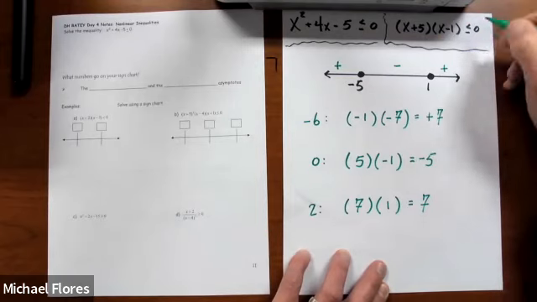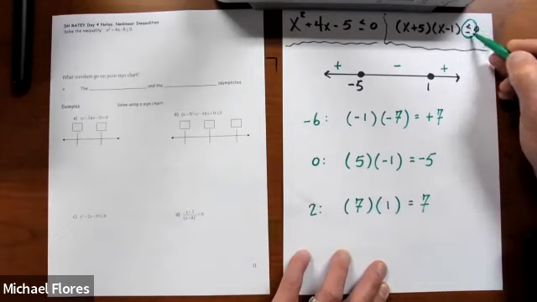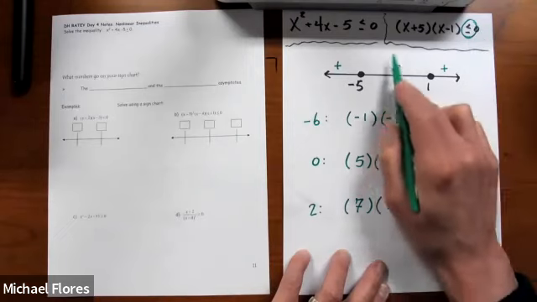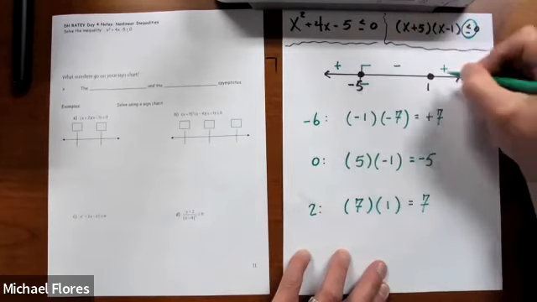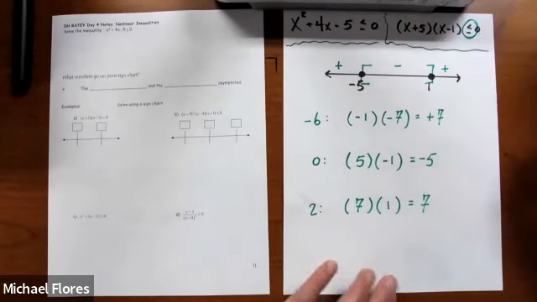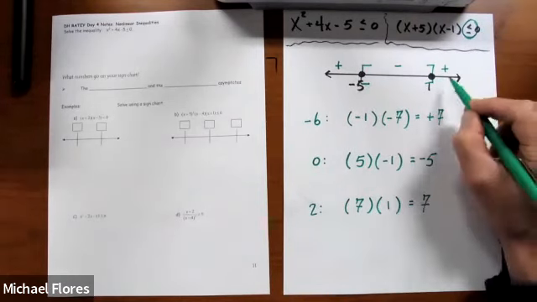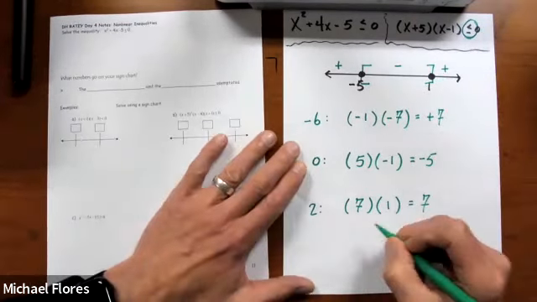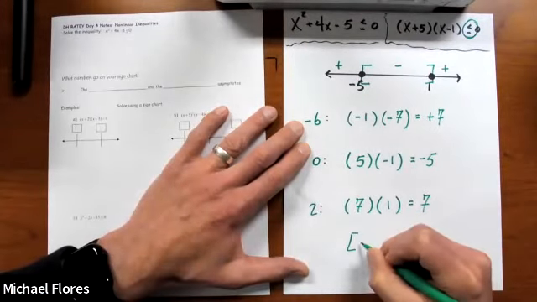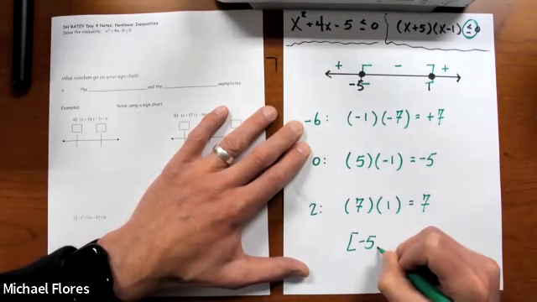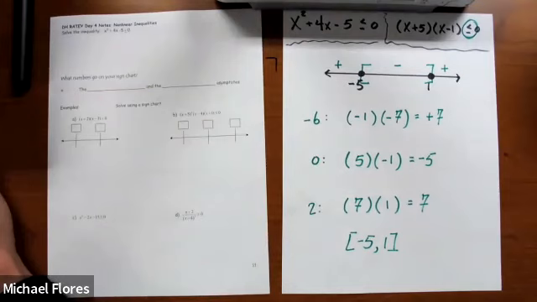Now here's what we're looking for. Look right here again. We need values that are less than or equal to 0. So we're looking for a negative result here, and our solution is going to be right here. We're going to need to use brackets because it's less than or equal to, so it can include -5 and it can include 1. So your final answer for this example, written in interval notation, is bracket -5, comma 1, bracket. That is your answer for the first example.